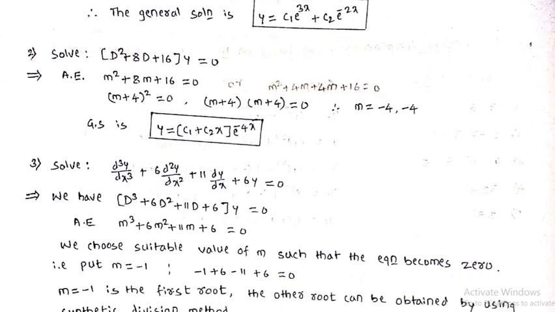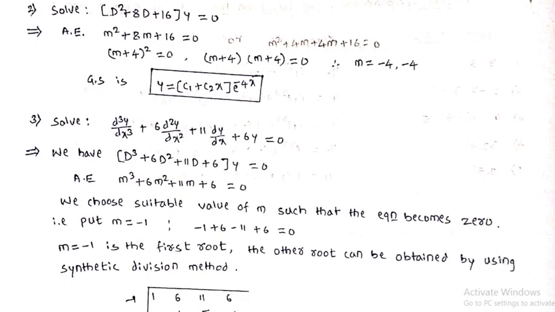Second example, here the given equation is already in symbolic form, D square plus 8D plus 16 is equal to 0. So the auxiliary equation is m square plus 8m plus 16 equal to 0. So its roots are minus 4 and minus 4. So both the roots are same, or equal roots. So hence its general solution is c1 plus c2x, times e to the power minus 4x.